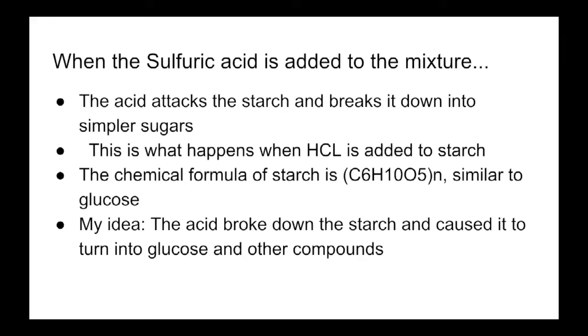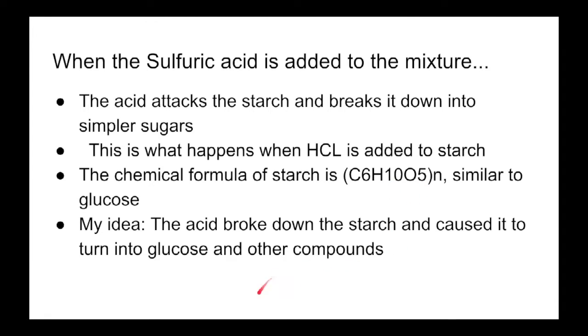The chemical formula of starch is 6 carbons, 10 hydrogens, and 5 oxygens, C6H10O5. I don't know how to read this. As I said before, I'm not trained in chemistry at all. Please tell me down in the comments if you know. Anyway, it's very similar to glucose. In fact, it's off by 3 molecules. It should be H12 and O6 if it was glucose.